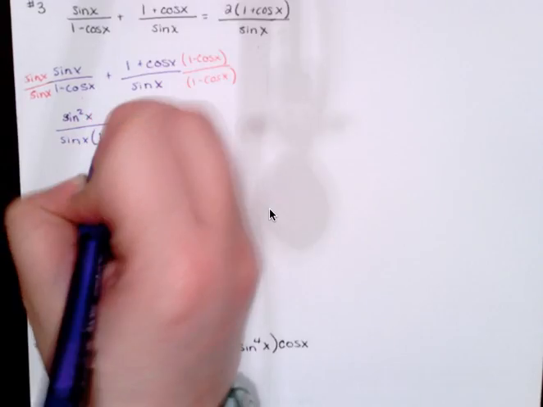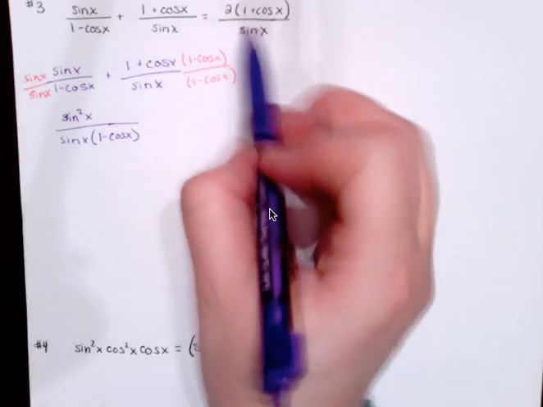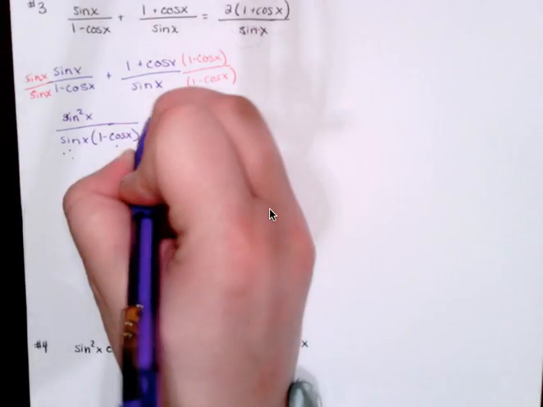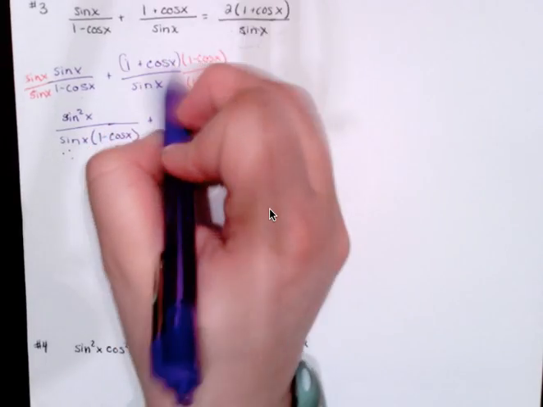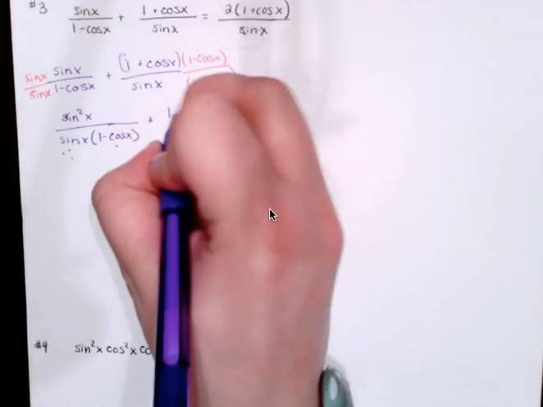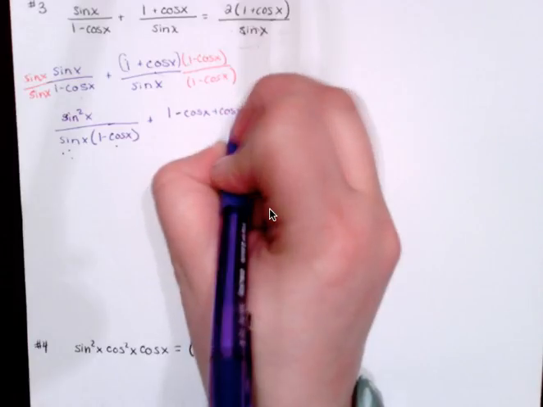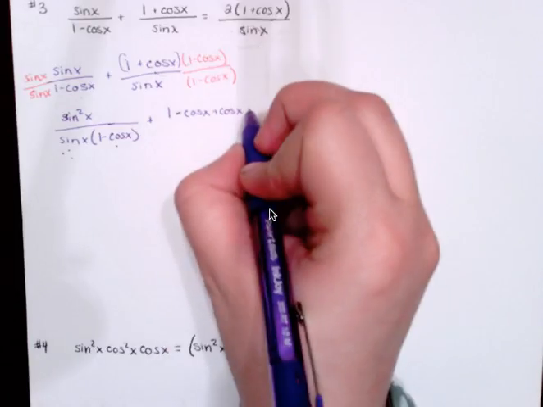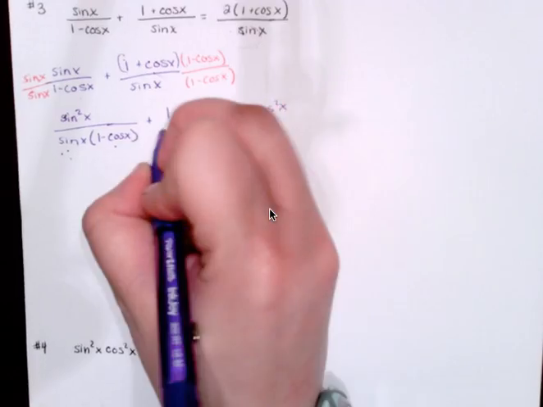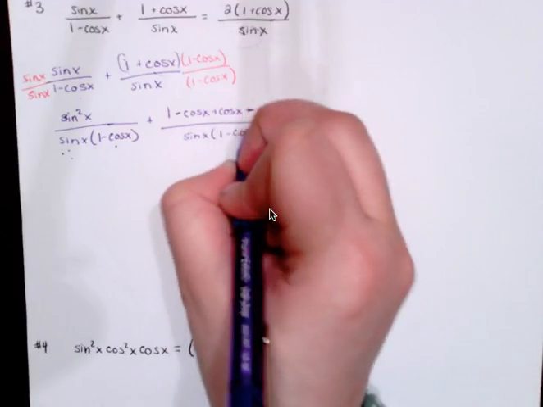And the reason I'm choosing to leave it out is because in the end, I want sine on bottom. So I'm not going to factor it in just to take it back out. And then I'm going to get plus, okay, we're going to FOIL this. 1 times 1 is 1. 1 times cosine is negative cosine. Cosine times 1 is positive cosine. Negative times positive is a negative cosine squared of x. All over sine of x, 1 minus cosine of x.